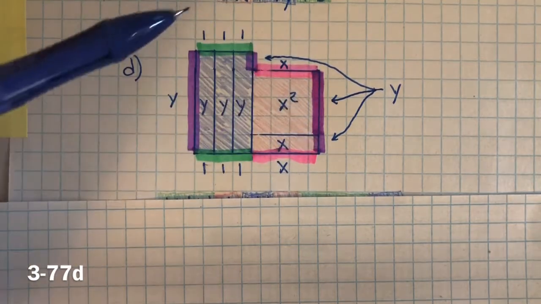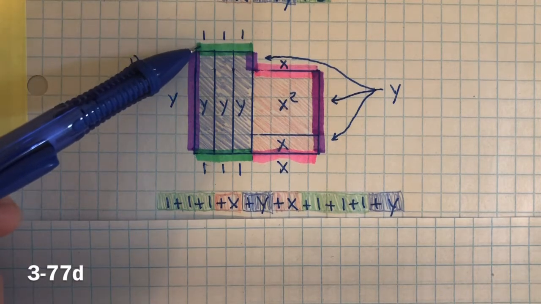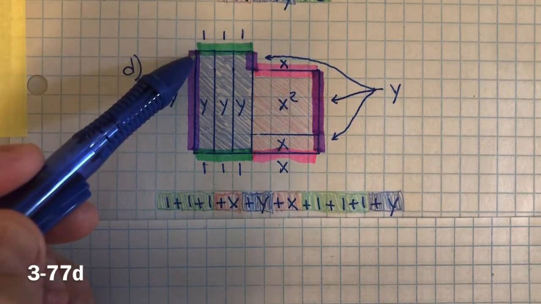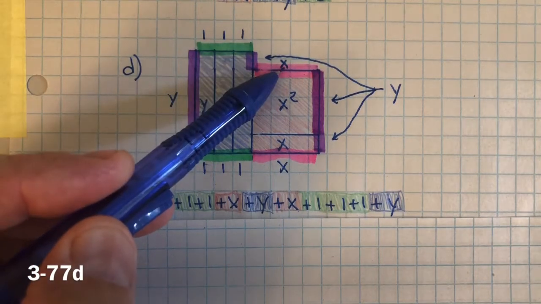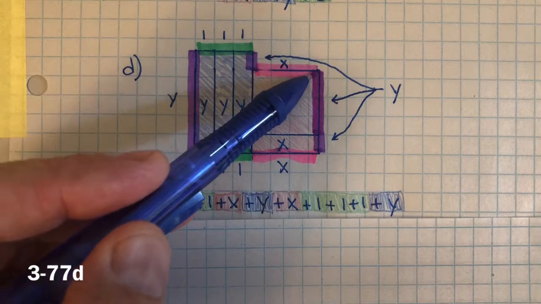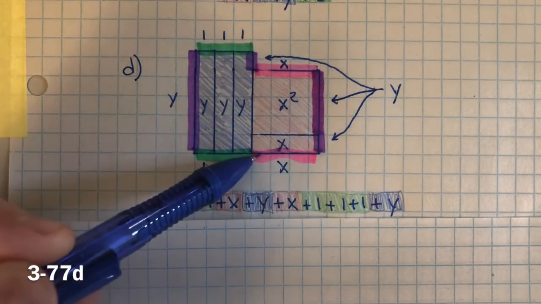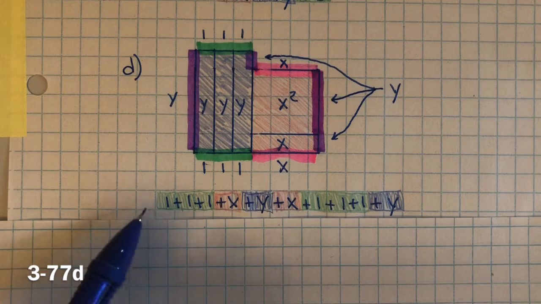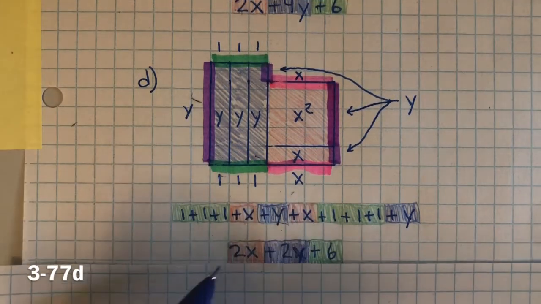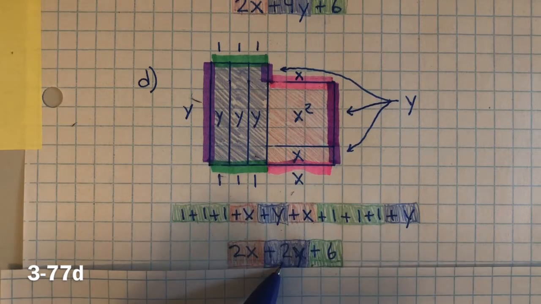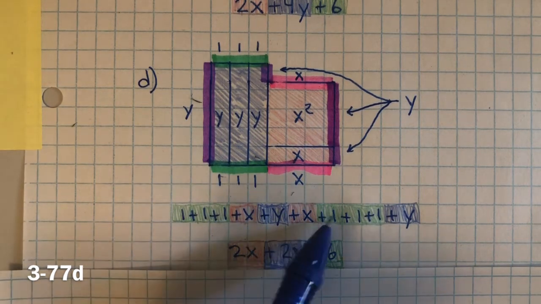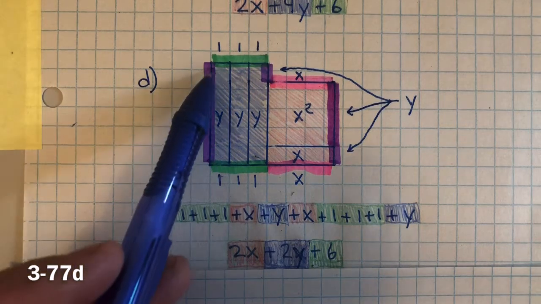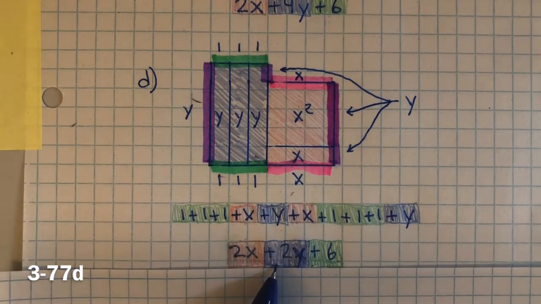So you're going to take the sum of the length of the sides. So 1 plus 1 plus 1 plus x right here plus y, these two sides, plus x plus 1, 1, and 1 plus y. Now we can combine like terms in alphabetical order. X plus x equals 2x, y plus y, 2y, and the units 1, 2, 3, 4, 5, 6, positive 6. So the perimeter equals the length of all the sides, which is 2x plus 2y plus 6.